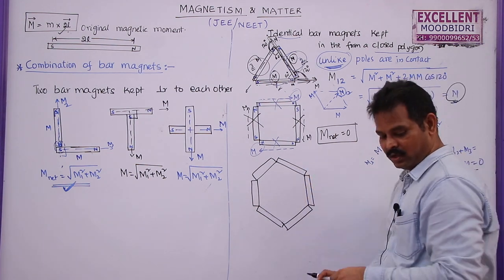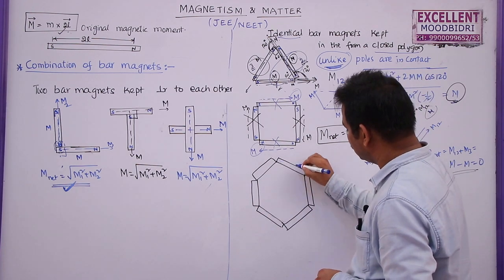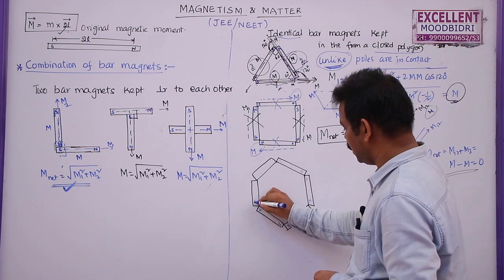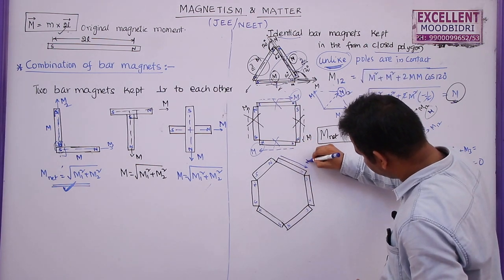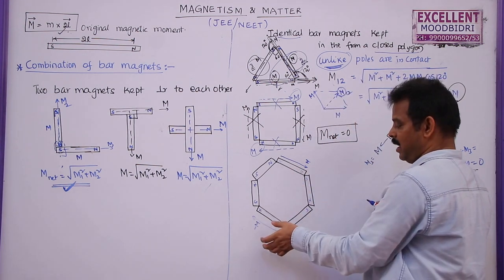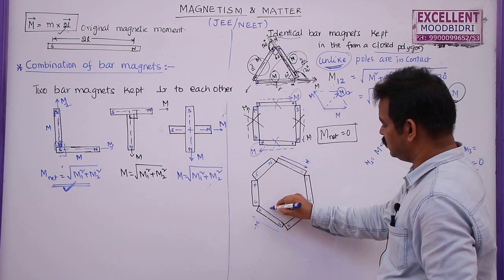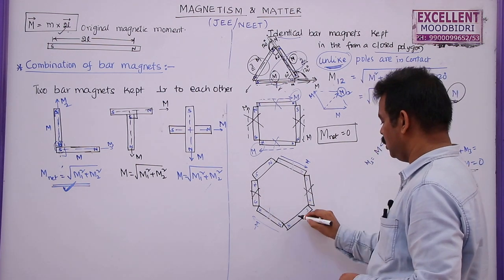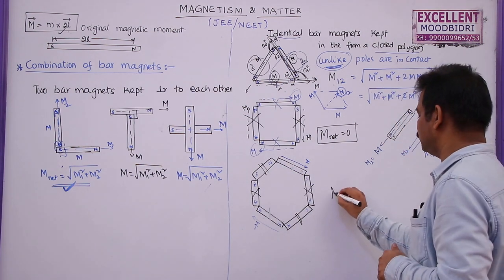So M net due to a square arrangement is also equal to 0. Similarly, if you come to this case where 6 identical bar magnets are placed as a closed polygon, south to north, south to north, south to north, south to north, south to north, south to north. You can see this is M, but this is minus M here. Why? Because these two are identical magnets whose magnetic moments are acting in two opposite directions. Resultant of these two will be 0. Similarly, the resultant of these two will be equal and opposite, 0, and similarly this and this will have equal and opposite magnetic moments. So the net magnetic moment of this one is 0.